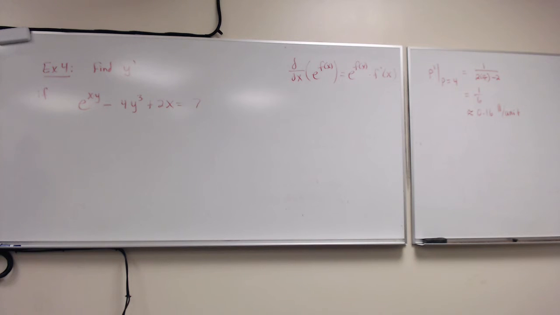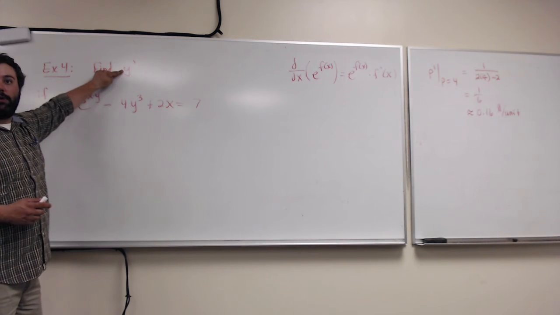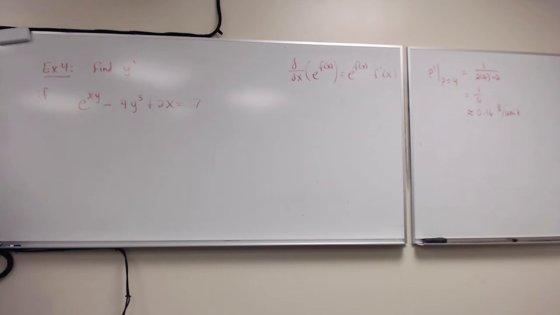So take the derivative with respect to what variable? Why? Well, if you're finding y prime, you're treating y as the dependent variable. Alright, so x. So with respect to x. So you're doing d over dx on both sides.